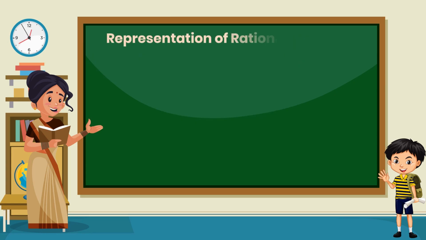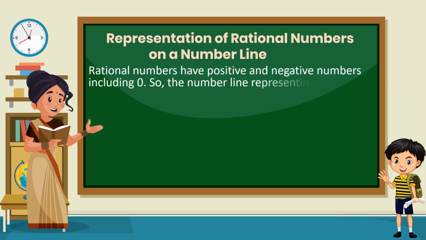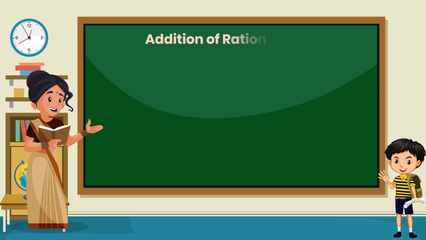Representation of rational numbers on a number line. Rational numbers include positive and negative numbers including 0. So the number line representing them extends indefinitely on both sides of 0. We have rational numbers between minus 2 and minus 1, minus 1 and 0, 0 and 1, 1 and 2, etc.